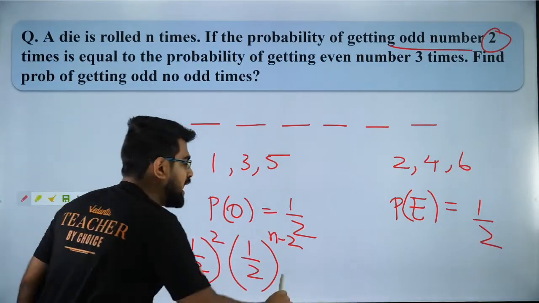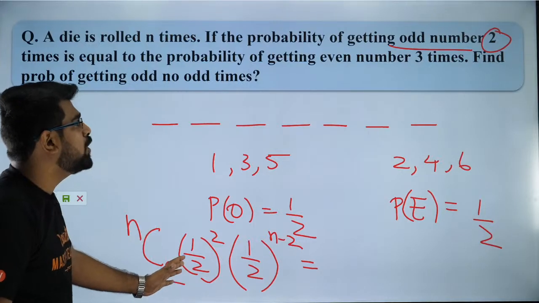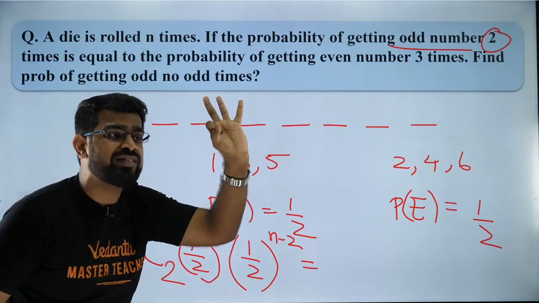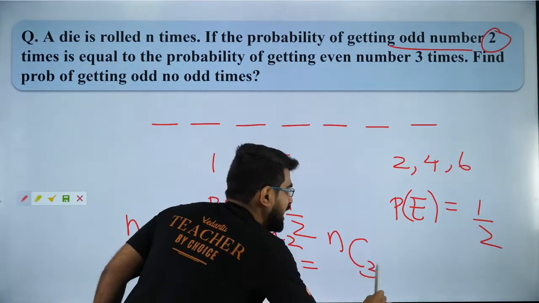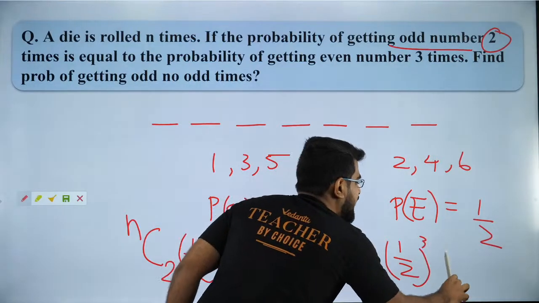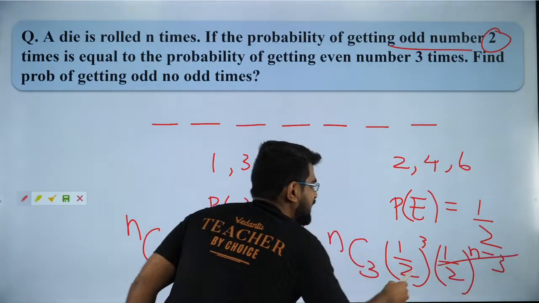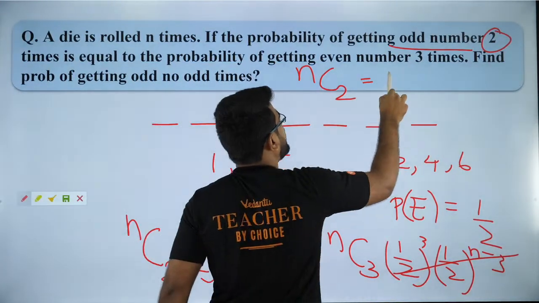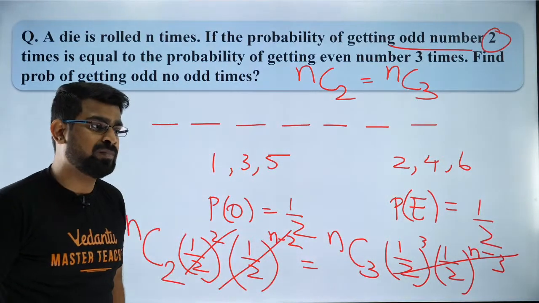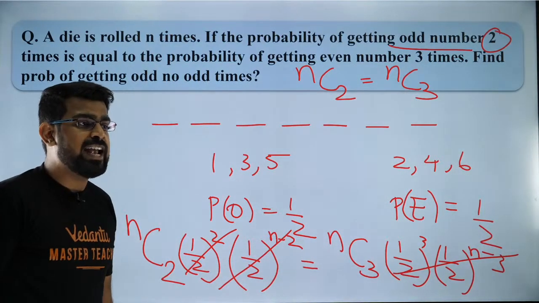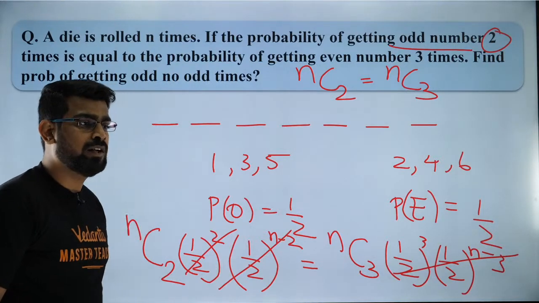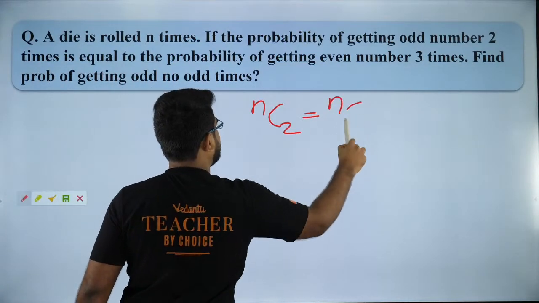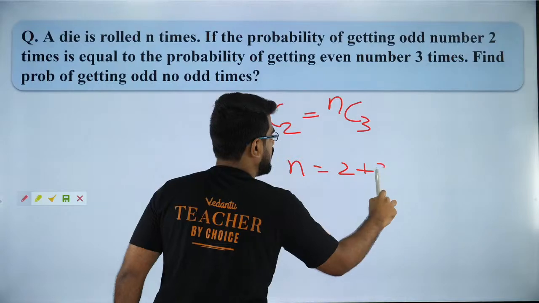Now that is equal to the probability of getting an even number 3 times. So out of n trials, I need to get 3 times even numbers. So nC3, I will get an even number 3 times and an odd number the remaining number of times. So I will cancel out these terms. What will I be left with? I will be left with nC2 is equal to nC3. When will that happen? That will happen when your n is 5. nC2 equal to nC3 means your n is equal to 2 plus 3, which is equal to 5.